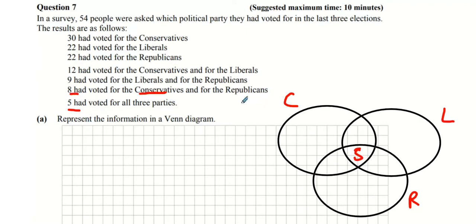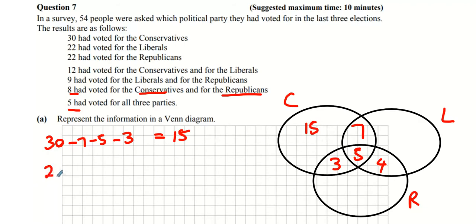8 have voted for Conservatives and for Republicans. Conservative and Republicans has to add to 8, so that has to be 3, because 5 plus 3 is 8. 9 had voted for Liberals and for the Republicans. That'll be 9 in total, so that'll be 5 plus 4 to give you 9. 12 have voted for Conservatives and the Liberals, so that'd be 7, because 7 plus 5 is 12. Now we have to figure out how many people voted for Conservatives only. Well, it's 30 people. Take away 7, take away 5, take away 3, which should be 15 people.